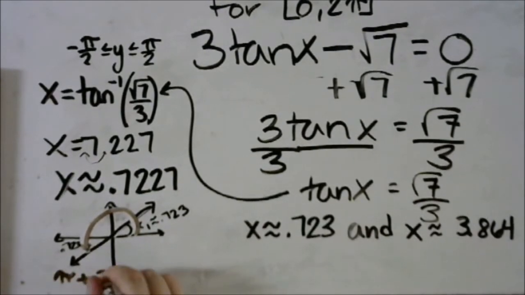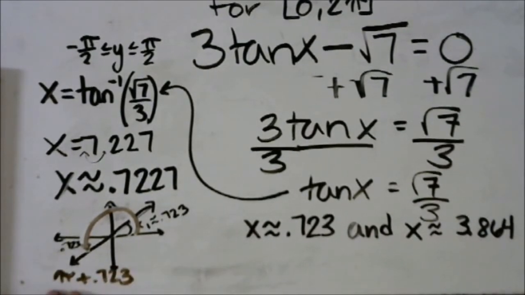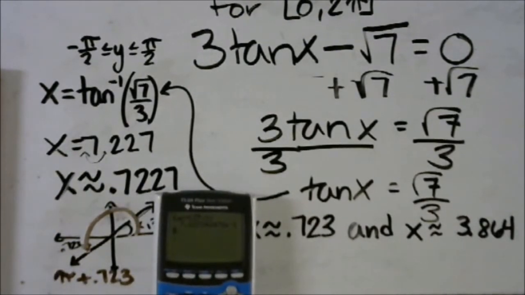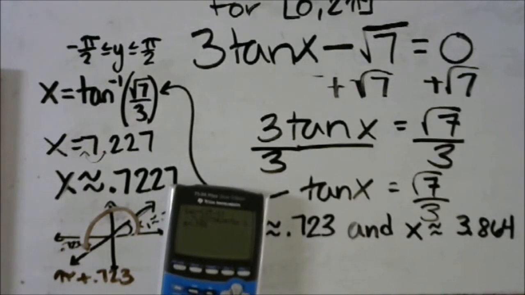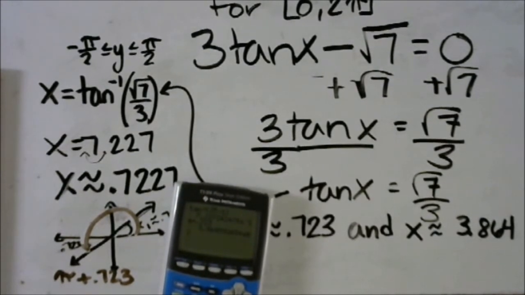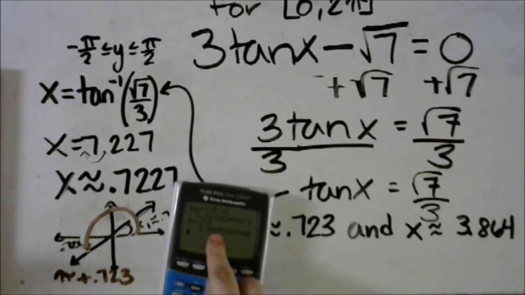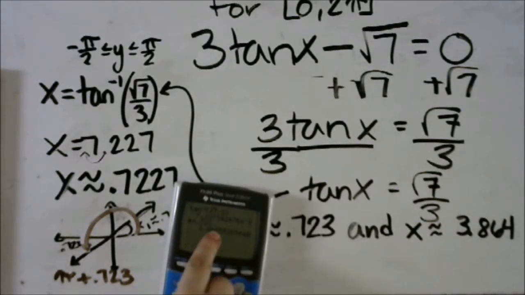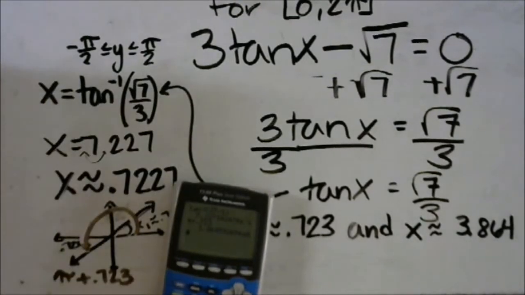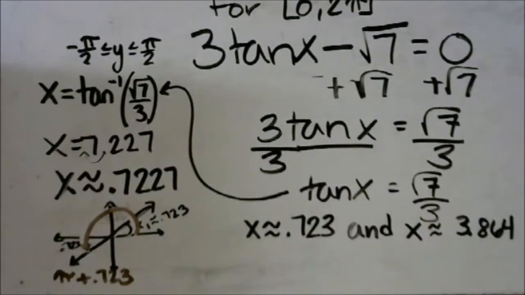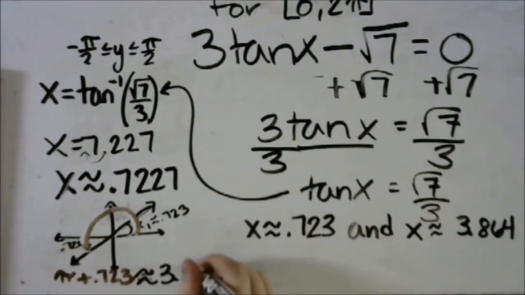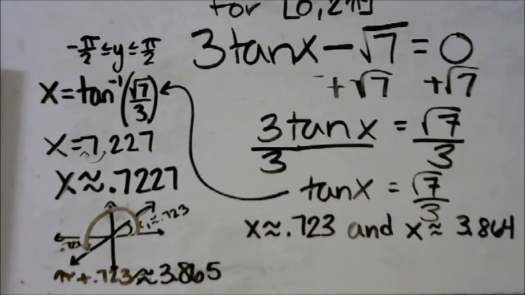plus 0.723. I'm going to use my calculator to get this value approximately. I'm going to type pi plus 0.723, and I find that the second solution is 3.865, so you can see some rounding issues, which is the same thing I got the first time. That's how you solve a trig equation using both a graphing calculator and algebra.